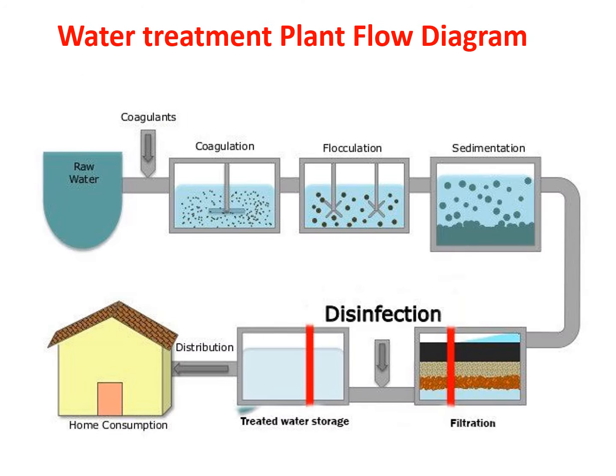This way also you can show your water treatment plant layout. This is the conventional one: raw water, coagulant with fast mixing, coagulation process, flocculation process, sedimentation process, filtration process, disinfection process, treated water storage, then distribution, and coming to your house.